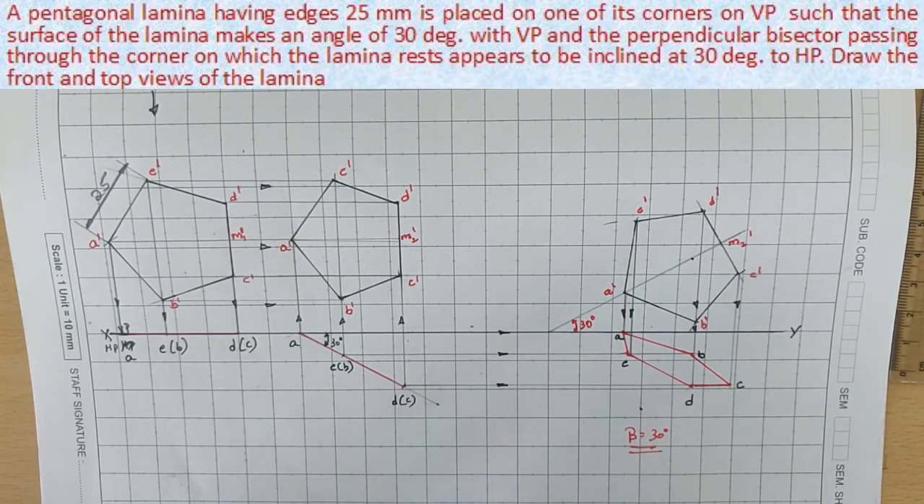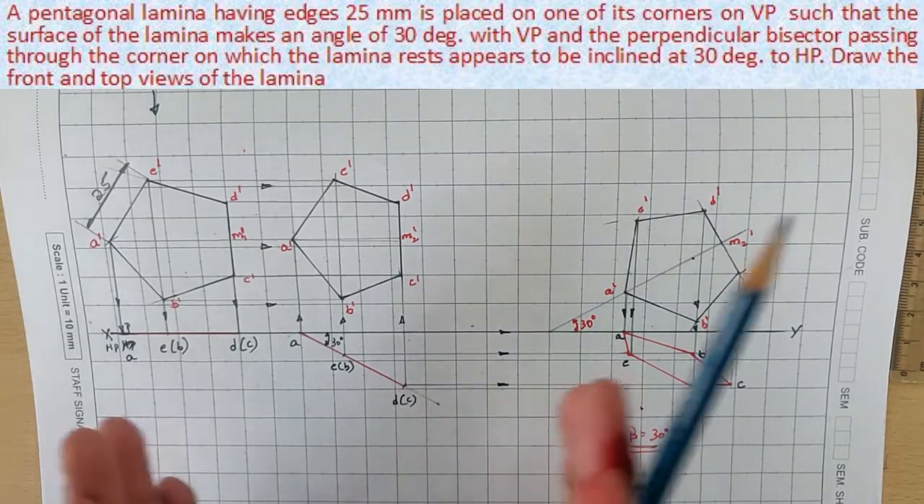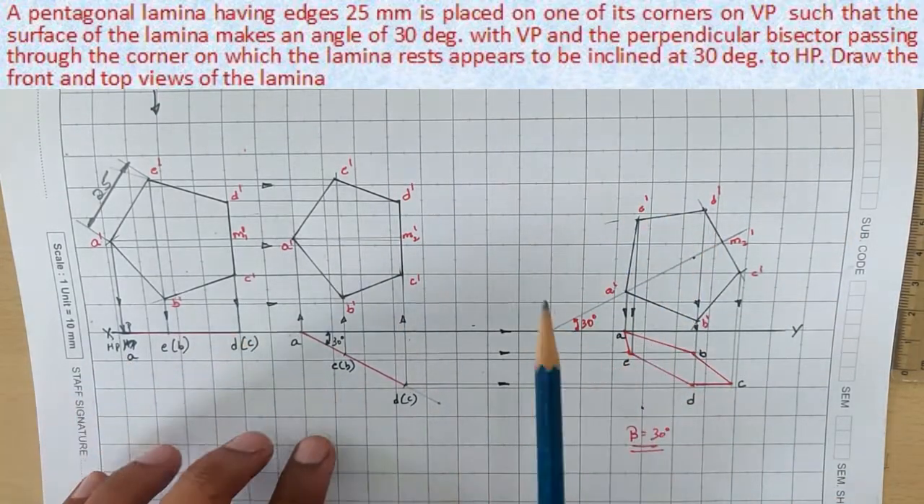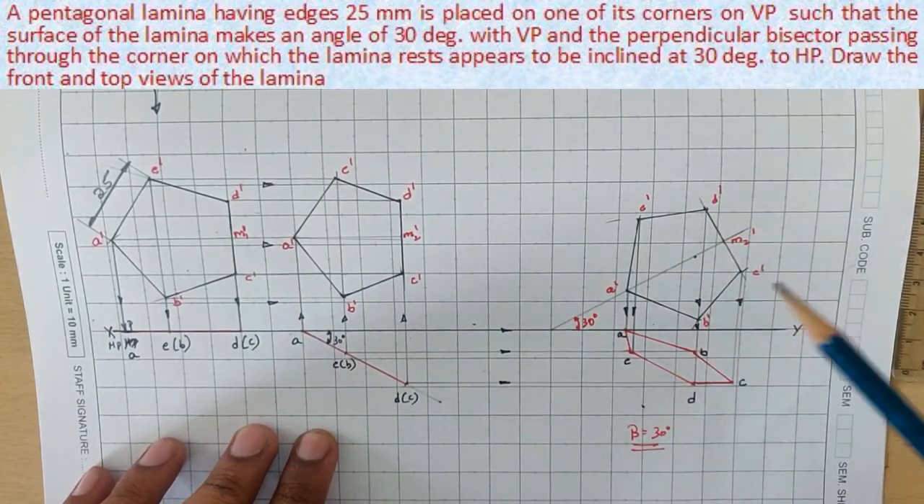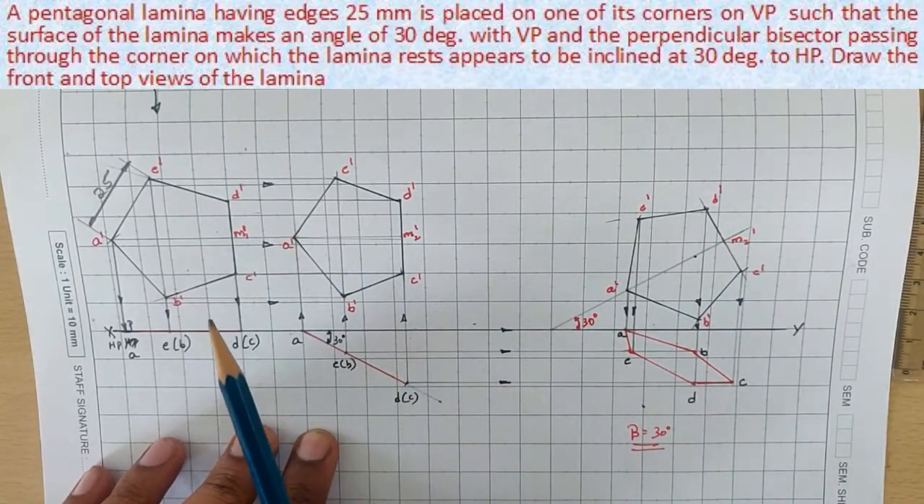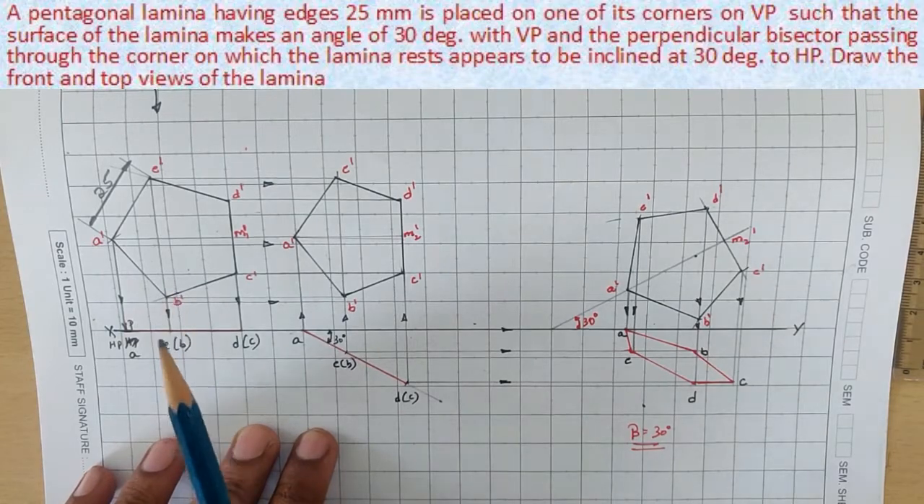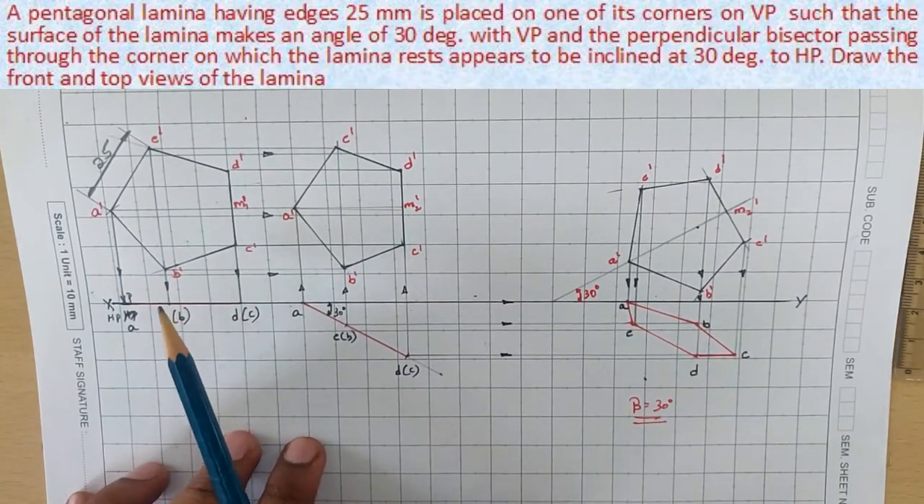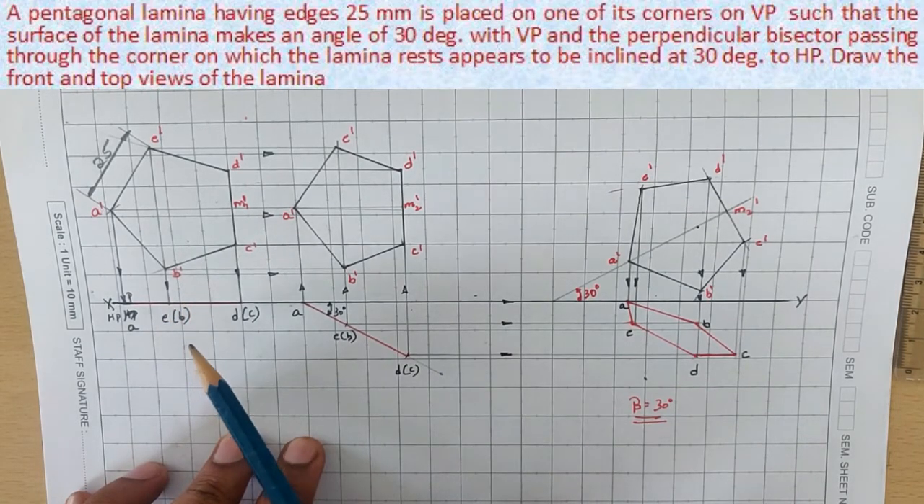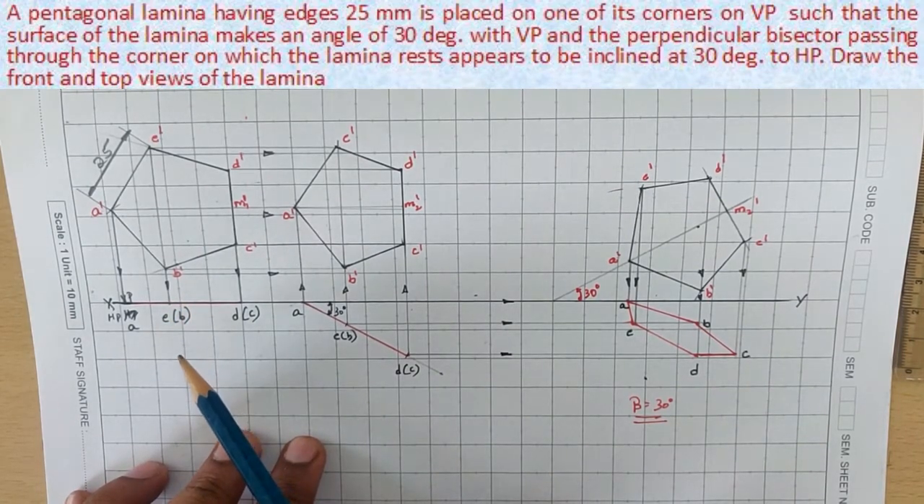Again I'm telling you, you have to divide this problem into 3 segments. The first segment is the first condition, the second is the second condition, and the third is the third condition. That is how we divide. Let us see whether it is a corner condition or an edge condition in this problem, and parallelly whether it is placed on VP or HP. It says a pentagonal lamina having edges 25 mm is placed on one of its corners on VP. So it is a corner condition.